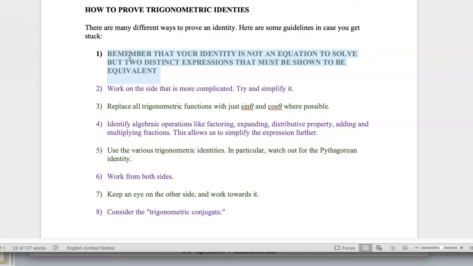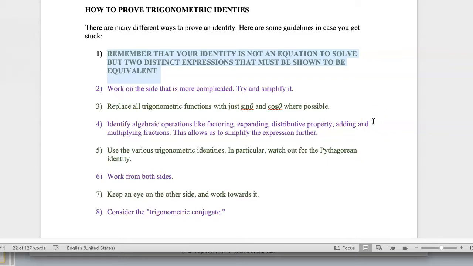So here are some ways that you can start to tackle proofs. You can work on the side that is more complicated and try to simplify it. This is usually my go-to. Any side that looks a little bit more complicated than the other is the one that I'm going to go to straight away. If you don't know what to do, if there's nothing clear, one technique that sometimes works is to just replace all of the trig functions with variants of sine and cosine. Any sort of substitution that you can make that's legal, that involves sine and cosine, do it.